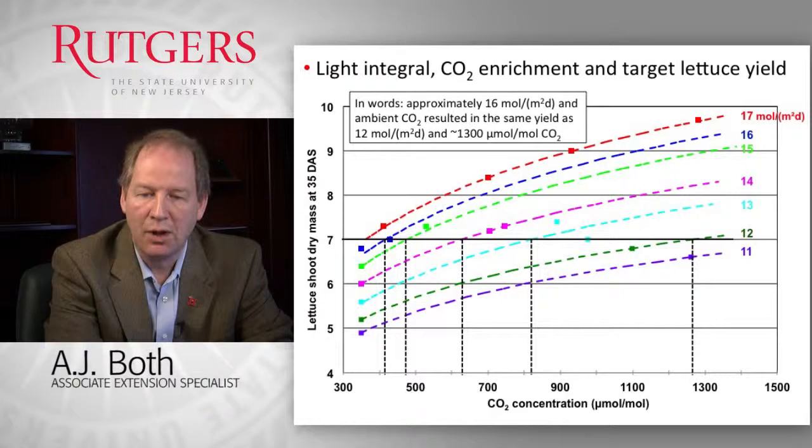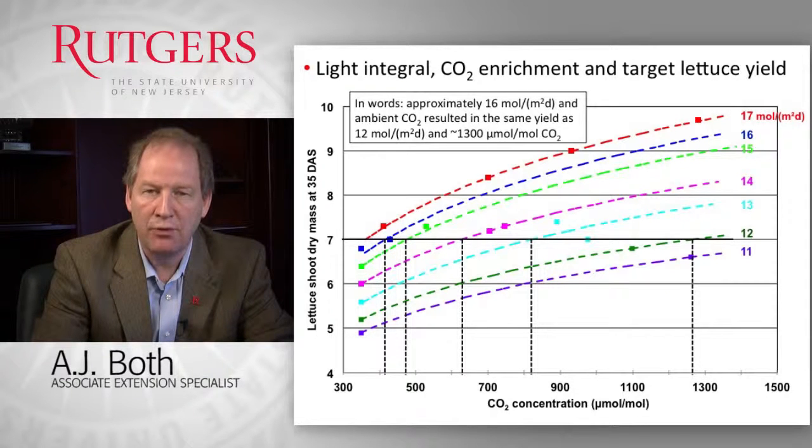But you could also lower the daily light integral to 12 moles per square meter per day, and then if you increase the CO2 concentration to approximately 1300 parts per million or micromole per mole, you still get the same 7 grams of dry mass after 35 days of growing. So what this graph is telling you is that within limits, of course, you can try to increase the CO2 concentration, and as a result you don't have to add as much light to get the same amount of growth. This can be an interesting proposition if you're trying to save money, because typically adding CO2 is cheaper than adding light. So think about that and think about whether this may be something that you could implement for your crops as well.